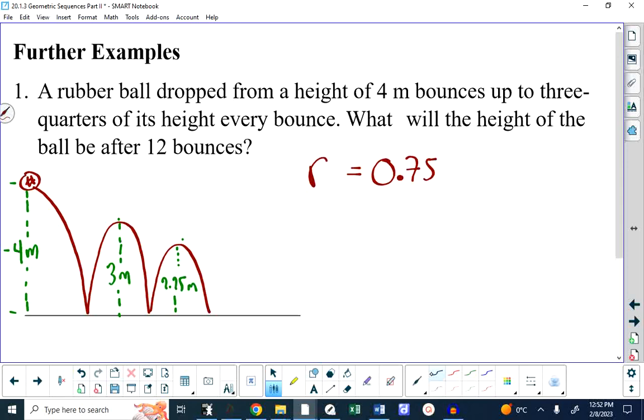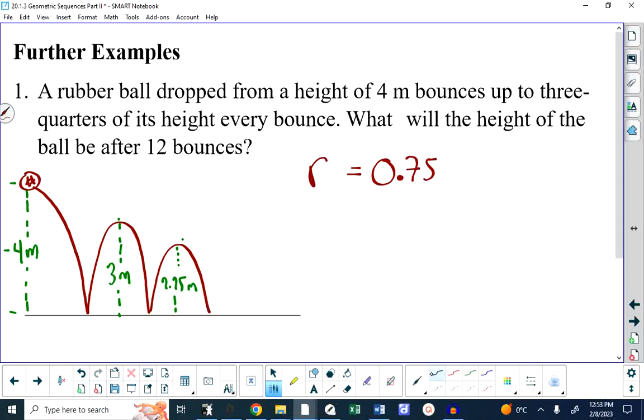Are you with me? 3/4 is 0.75. Now, if this says, what will the height be after 12 bounces? I've seen people do this problem where they just make a table and keep calculating 3/4, 3/4, 3/4. They keep multiplying. That's not what we want to do, because if that's all you can do, you're going to lose out later when we have to do this algebraically.